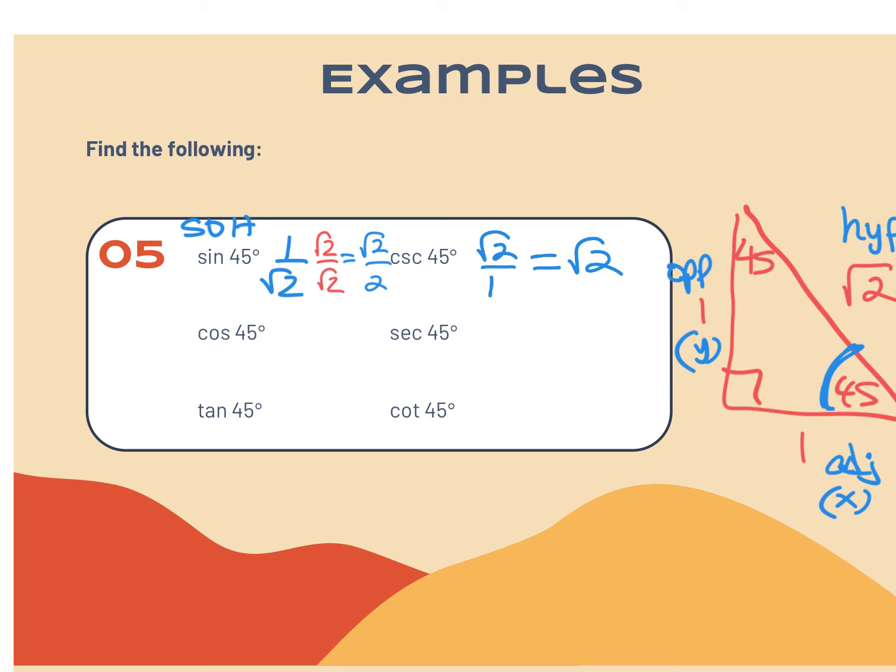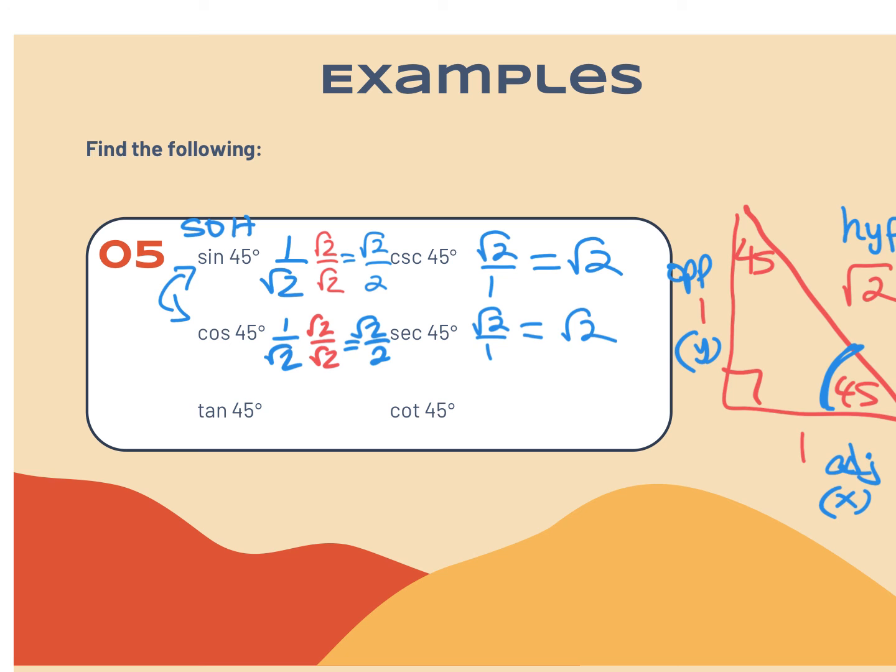For cosine of 45, adjacent over hypotenuse, well, the opposite and the adjacent are the same numbers. So I get the same thing as above. Rationalize. Square root 2 over 2. Secant, flip it. Square root 2 over 1. Square root 2. Notice these are the same because my opposite and adjacent were both 1.